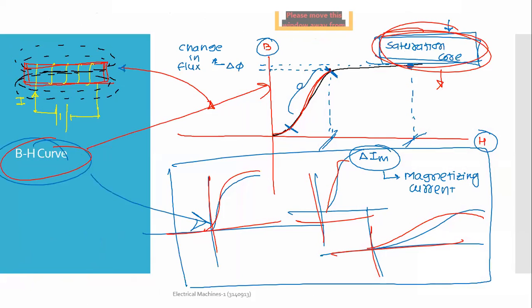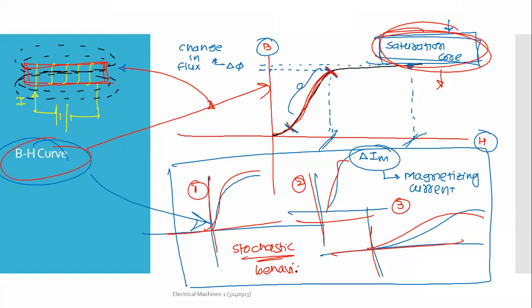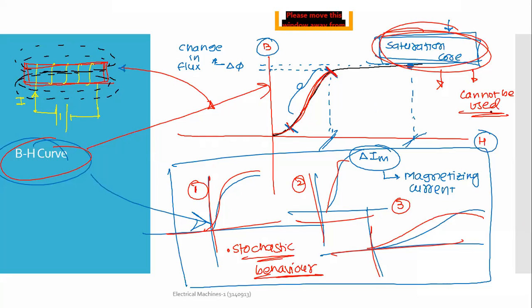If the material does not behave in the same manner, the next time it is saturated, it may magnetize like this. The second time it may magnetize like this. The third time it may magnetize differently. We don't know. It is a stochastic behavior. Stochastic behavior means that when you excite the core, its behavior will be different every time. So then the core cannot be used, and we need to replace the core of the machine.